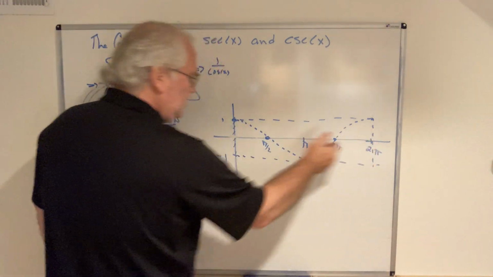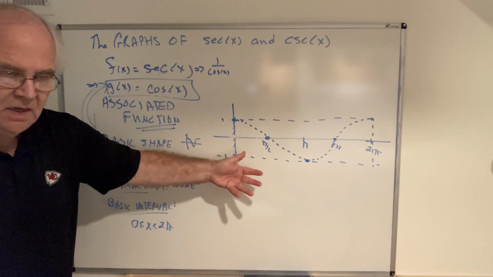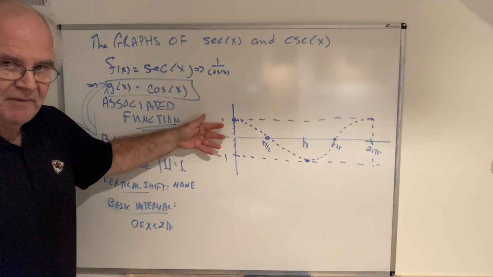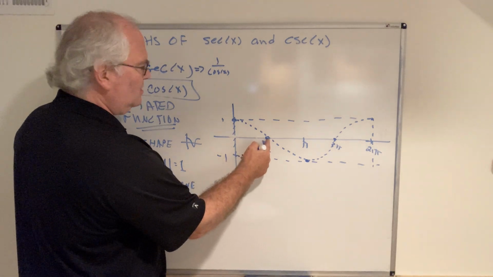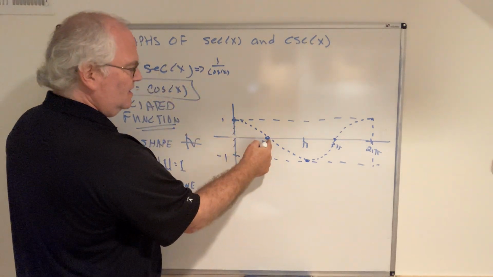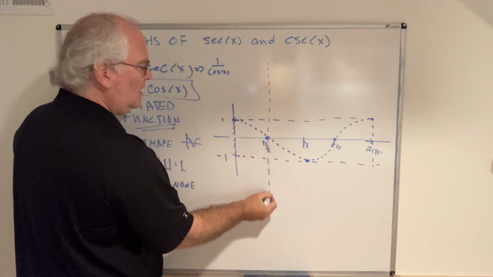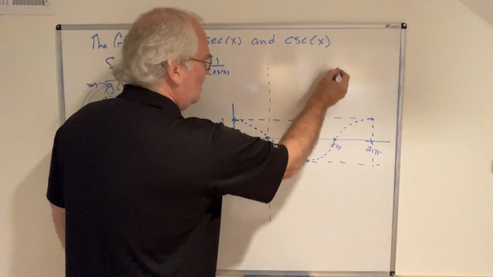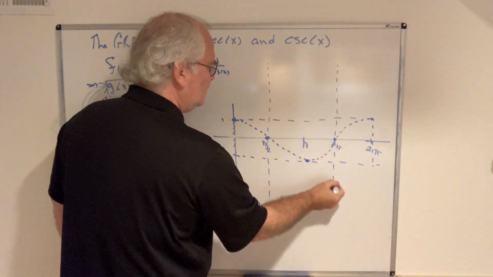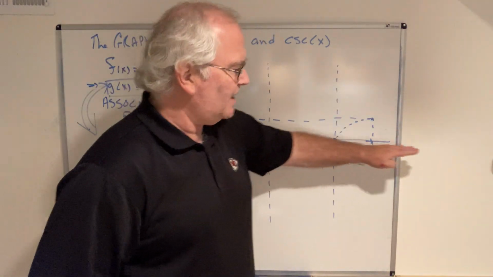That's why we sketch the cosine curve here in dotted line. It's not the picture we're looking for, but it's going to give us the information to find what we're looking for, because the vertical asymptote for secant is at pi over 2 because of the reciprocal relationship, and another vertical asymptote at 3 pi over 2. If we wanted an extra piece of the picture, where would the next one be?